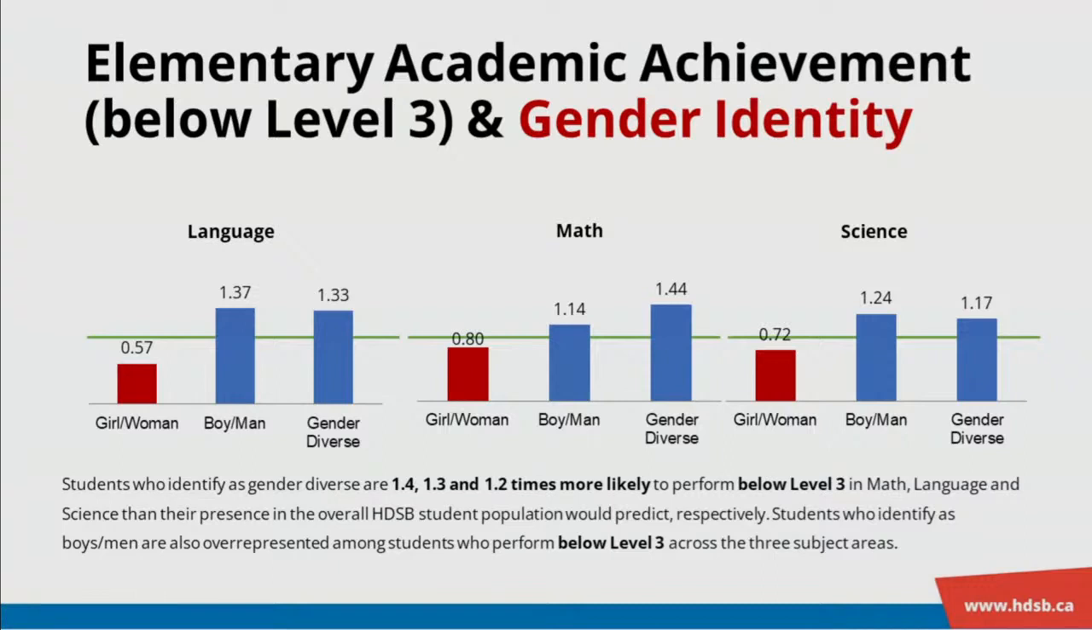And again, we see areas of disproportionalities with our gender diverse students being more likely to achieve below a level 3 in language, math, and science. And we also see some disproportionalities in students who identify as boy or man.